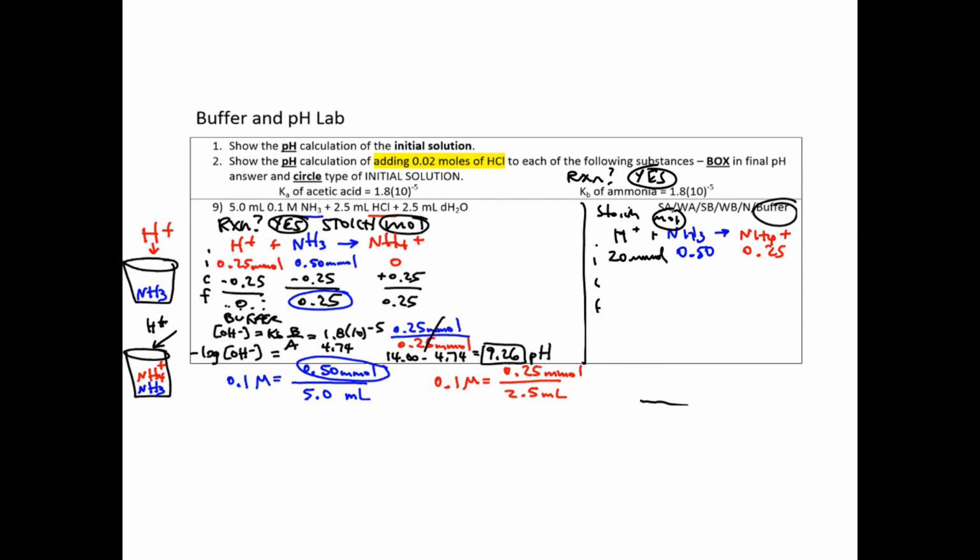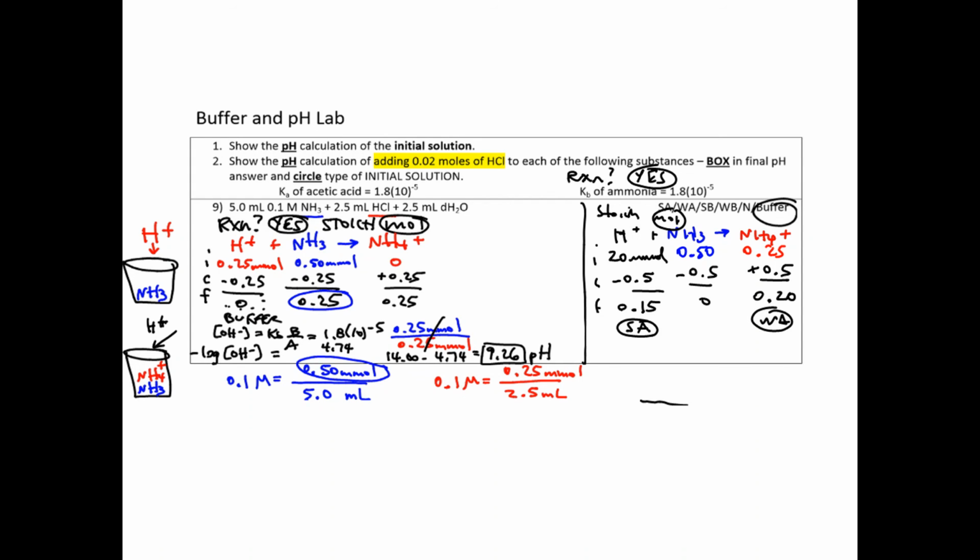So you could see that the 0.5 is going to run out. So minus 0.5 millimoles, minus 0.5 millimoles, and plus 0.5 millimoles. So this is 0, this is 0.15, 0.20 millimoles. So now what do we have left? We have a strong acid and a weak acid. So we only care about the strong.